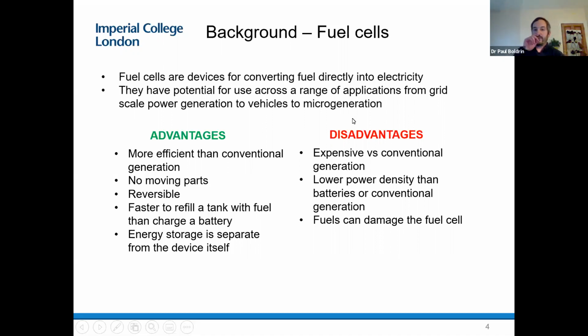So disadvantages: they're expensive versus conventional generation, and in terms of buying the actual device, they're expensive compared to batteries as well at the moment. They're lower power density than batteries or conventional generation, so that's important for things which need high power, like cars or drills and power equipment, which you wouldn't be able to power with a fuel cell, because the fuel cell would have to be too big. And the final disadvantage is that fuels can, in some circumstances, which I'll come on to later, actually damage the fuel cell.